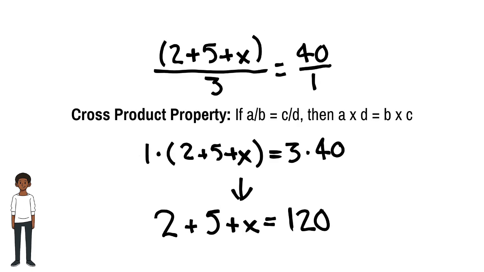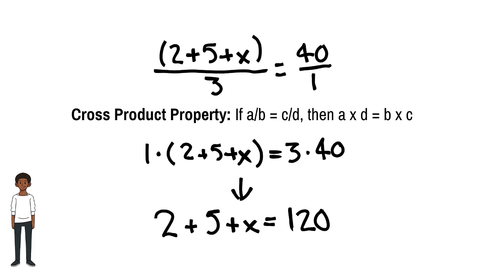Any whole number can be turned into a fraction by placing it over 1. So let's rewrite 40 as 40 over 1. Now our equation shows two equal fractions. (2 + 5 + x) over 3 equals 40 over 1. In mathematics, an equation showing two equal fractions is called a proportion. Proportions have a fantastic property called the cross product. The diagonal products are always equal.